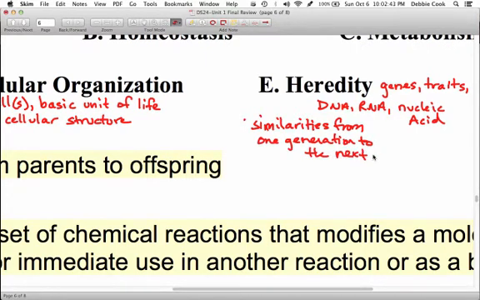So if you see anything that talks about so-and-so looking like their father, or Charlie looking like his grandfather, the reason why we see similarities is because we're actually passing DNA or genes or traits from one generation to the next. So those are our key terms for the first 3 characteristics of life.